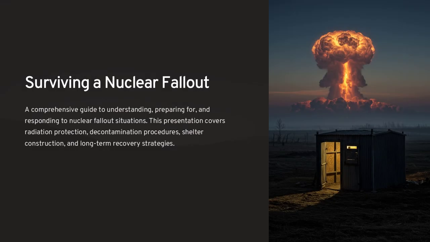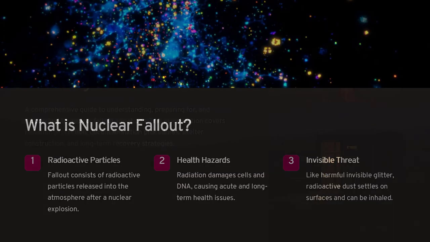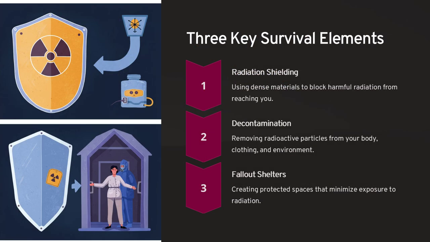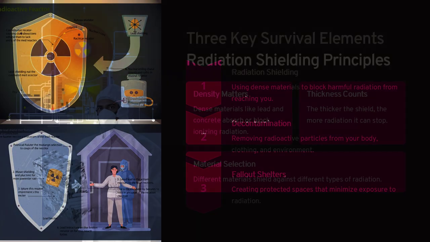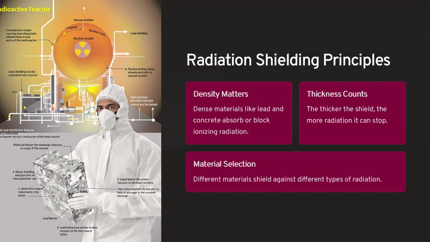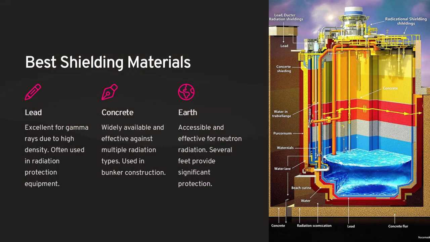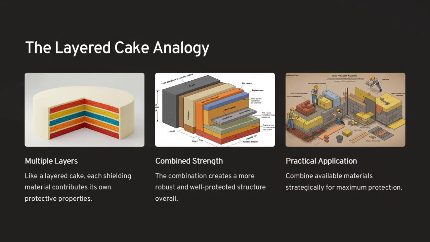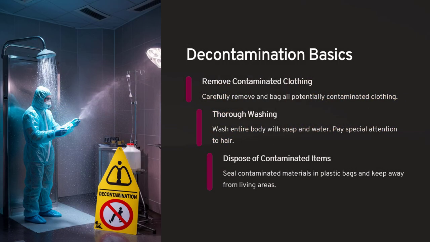Surviving a nuclear fallout involves a mix of radiation shielding, decontamination procedures, and the creation of improvised fallout shelters. When a nuclear event occurs, high-energy radiation from fallout can be extremely harmful, so one of the first priorities is to limit exposure. Radiation shielding involves placing dense materials between you and the radiation source. Materials such as lead, concrete, or even thick layers of earth can absorb and block gamma rays and neutrons.